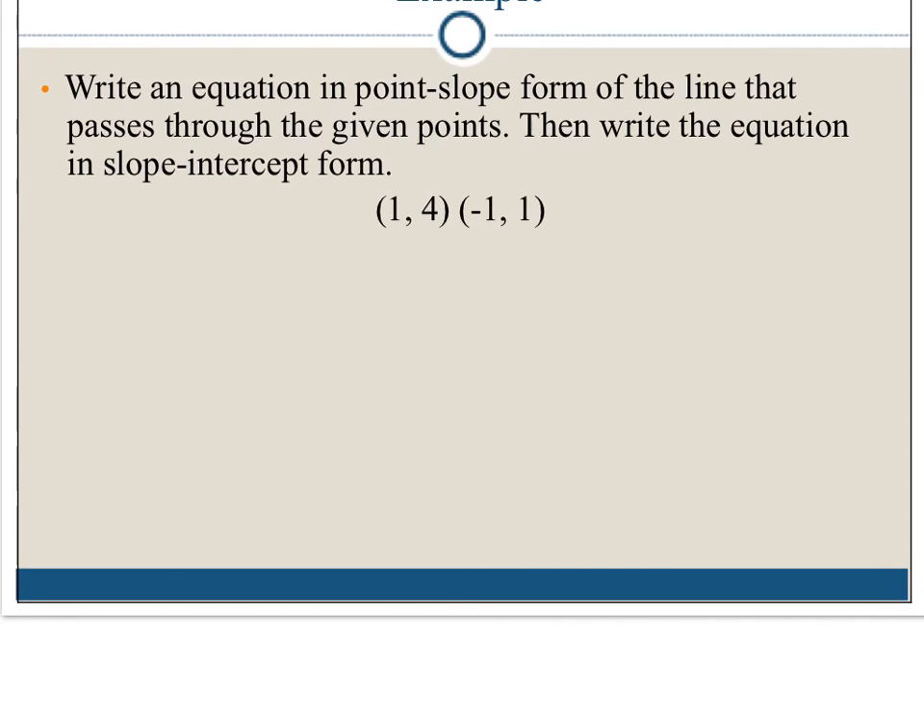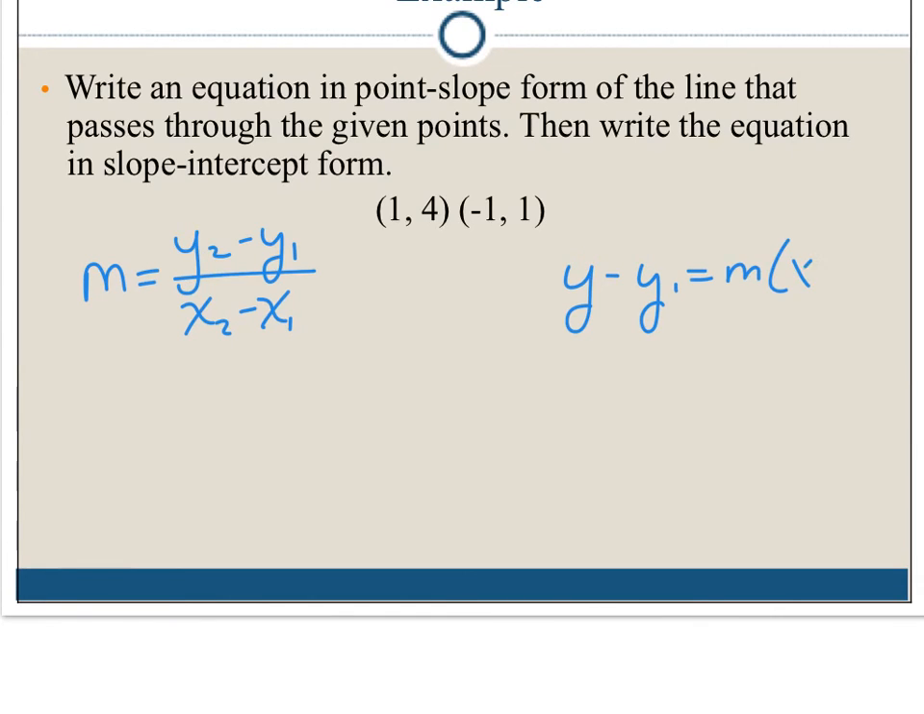Once again, we are given 2 points, and we're going to use these 2 points to write an equation of a line that could be graphed. To do that, we need 2 formulas. We need our slope formula, which is y sub 2 minus y sub 1 over x sub 2 minus x sub 1. And we need our point slope formula, which is y minus y sub 1 equals m times x minus x sub 1. And using these 2 formulas, we will determine our equation.